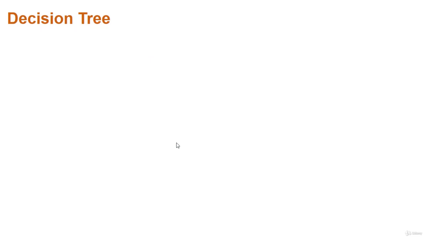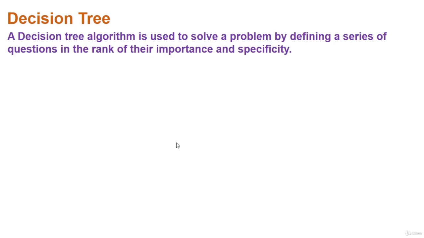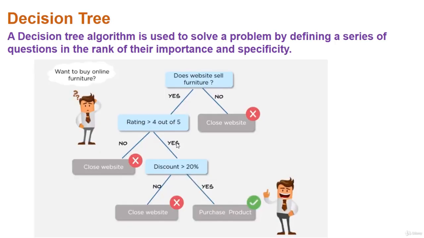Let us look at the decision tree. The decision tree algorithm is basically used to solve problems by defining a series of questions ranked by their importance and their specificity. This is what I mean. Suppose you want to buy furniture online. What you'll do, number one, is go and look at the website to see whether it is selling furniture or not.